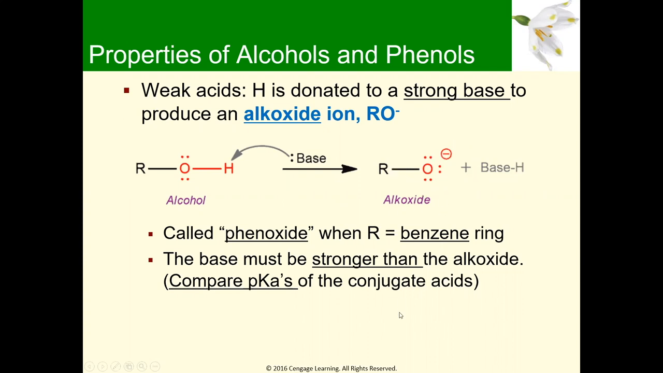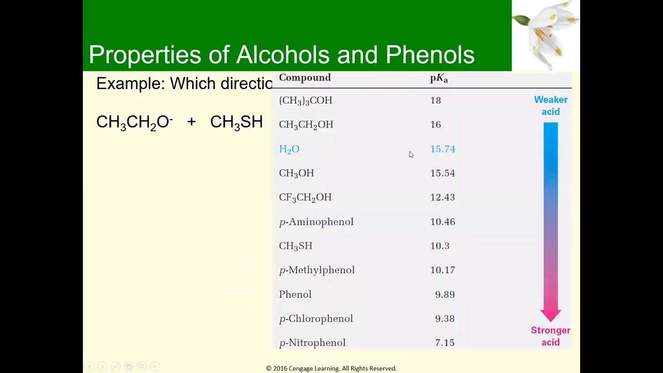And the way you figure that out is you need to compare the pKa's of the two acids, the original acid and the conjugate acid. Okay, compare the pKa's of the conjugate acids. We're going to do that in an example. But before we look at the example, let me show you what you have there in your handout, this table of pKa's, and it's got some phenols and some alcohols on it. Like this is tert-butyl alcohol, this is ethanol, and relative to water.